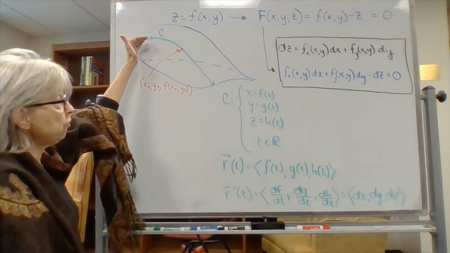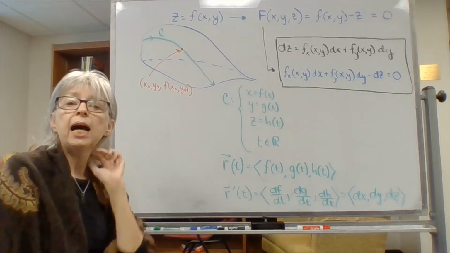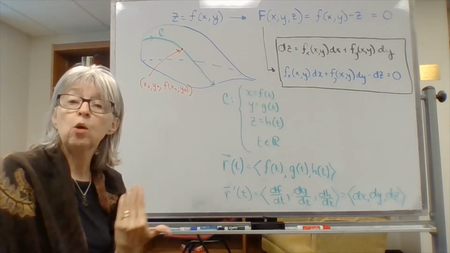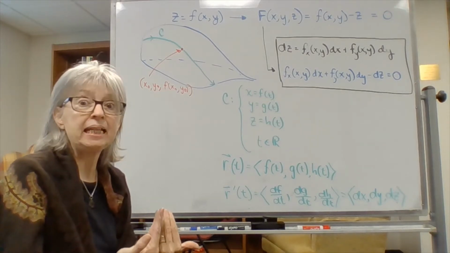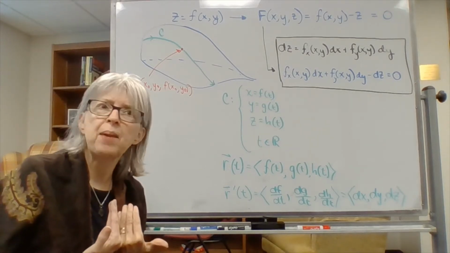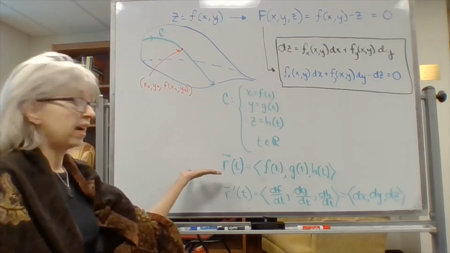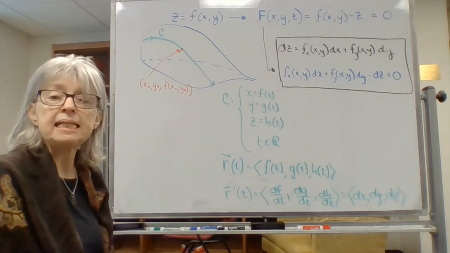So this curve is oriented. That's important. I don't want curves that I can't orient. Now, by orienting, I mean I need a direction of increasing t. This should make you think back to the beginning of the semester when we started talking about vector valued functions. I need a direction of increasing t.